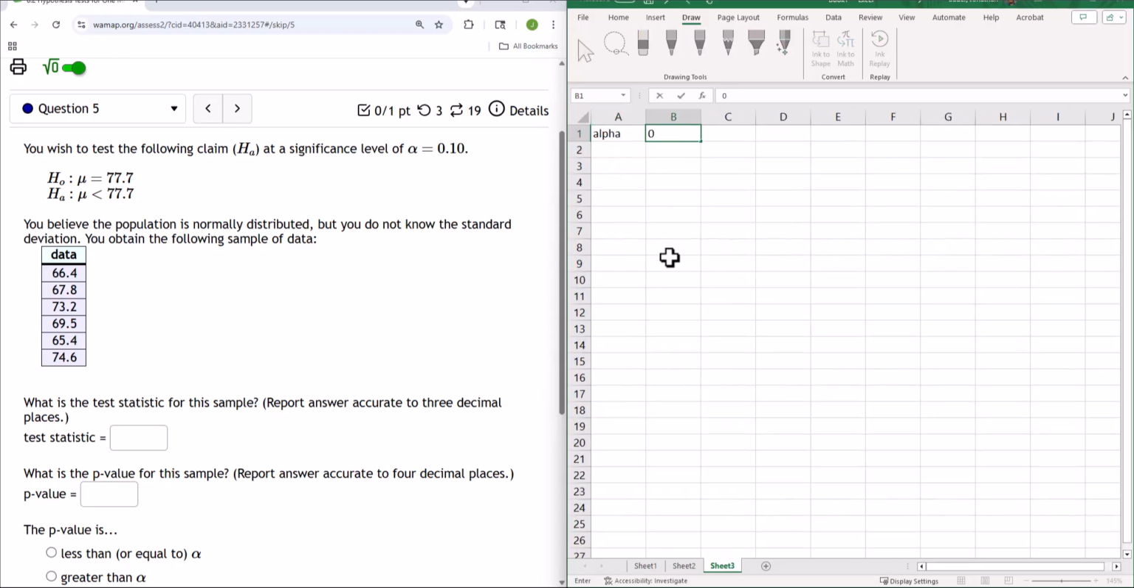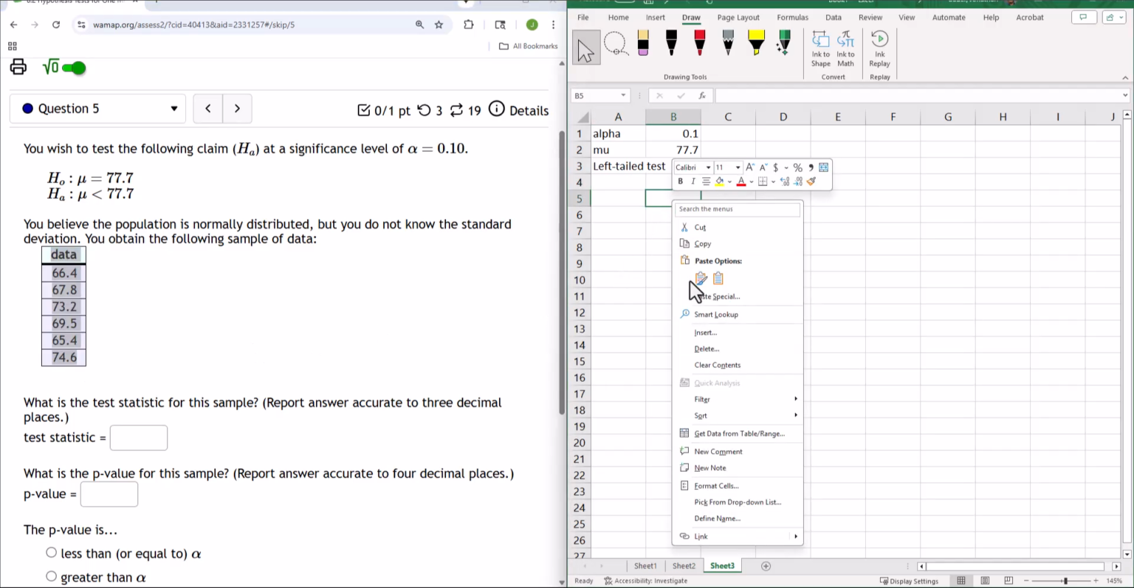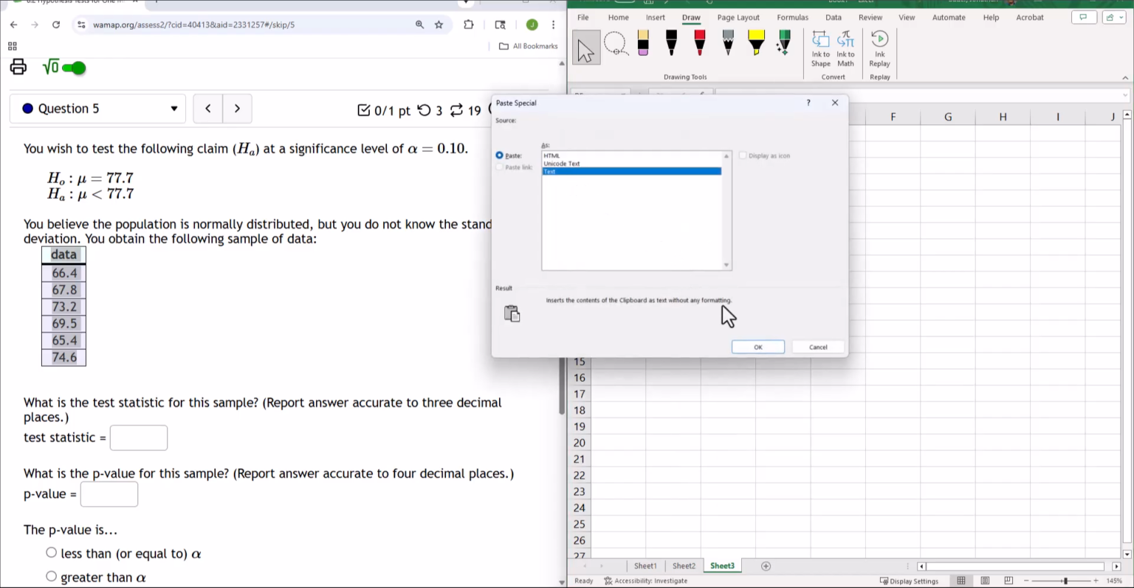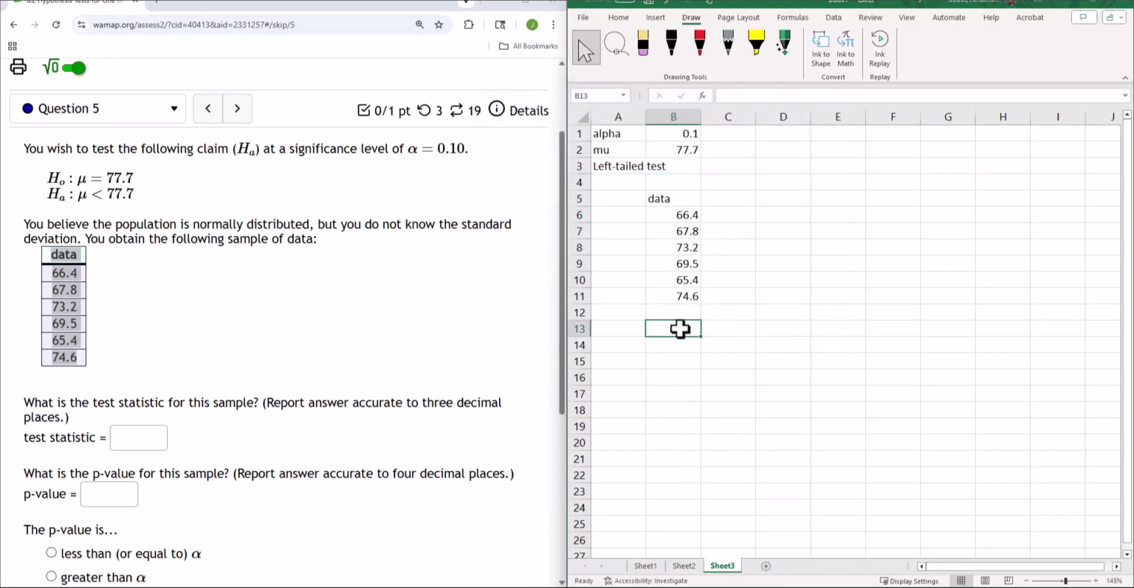Alpha equals 0.10. And mu is 77.7, and this is a left-tailed test. And we have a data set. So I'm going to grab our data set, take it over here. When I have a data set, oftentimes I like to paste it special. Occasionally, you'll get a number that doesn't quite come over right. So now we have a data set.